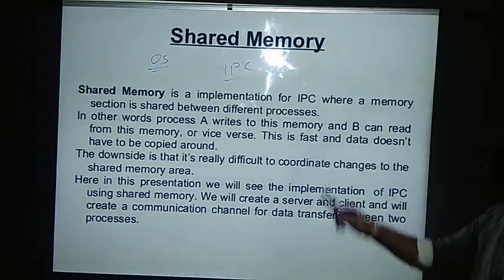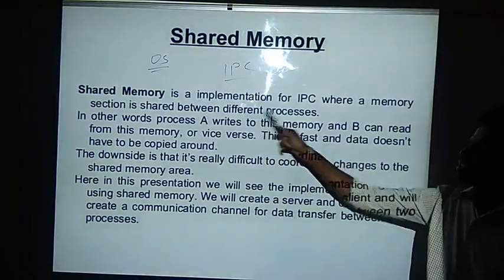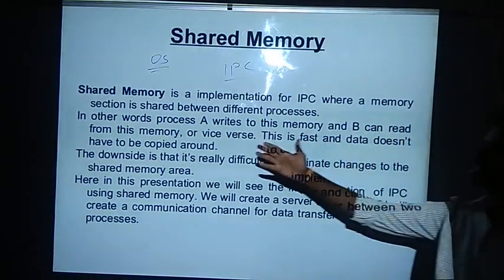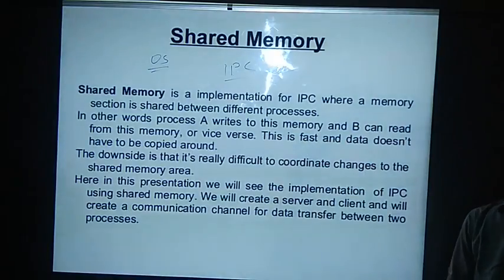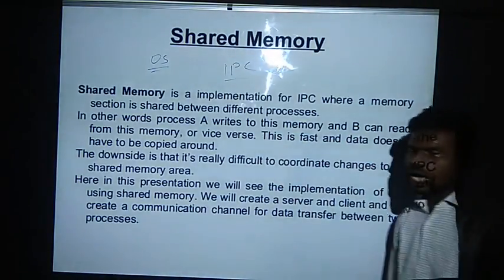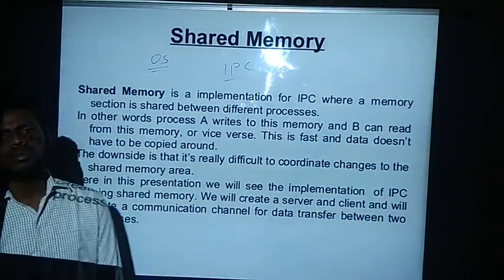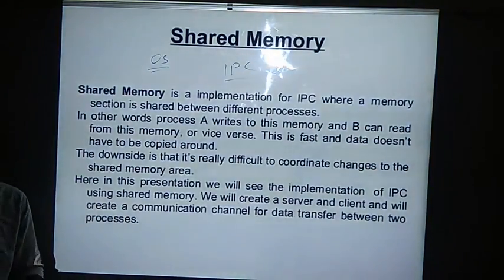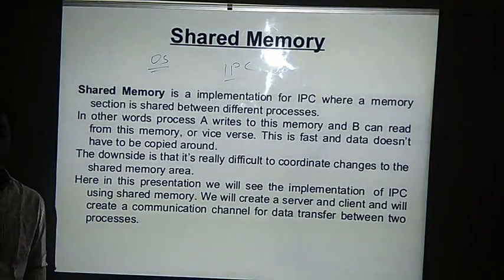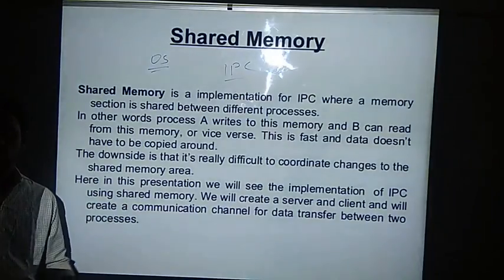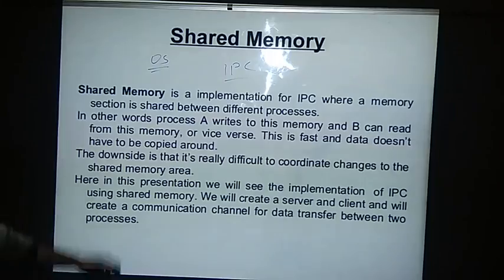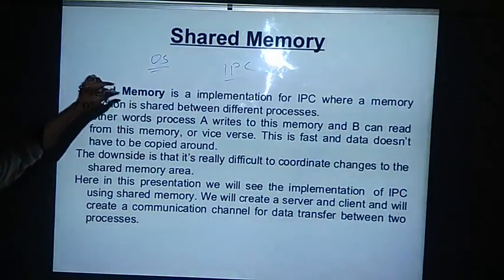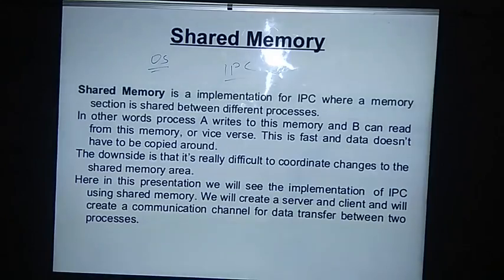Before that, we need to know about shared memory. Shared memory is an implementation for IPC, that is inter-process communication, where a memory section is shared between different processes. Simply I can say, when we have a number of processes executing in the system, we have a situation called cooperating processes, where each process cooperates with other processes in order to complete their execution. In order to do so, we need some IPC. We will execute that inter-process communication by using shared memory.